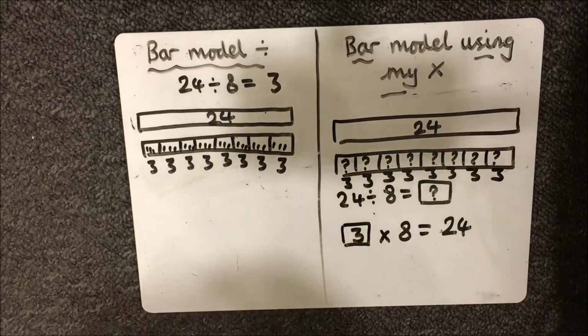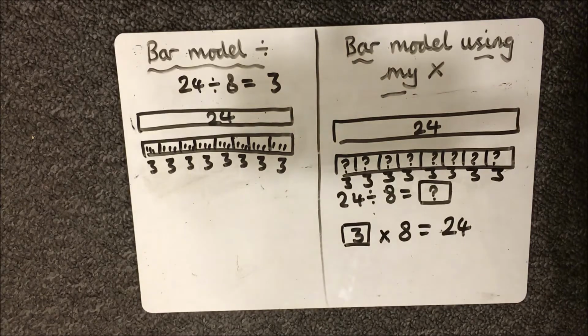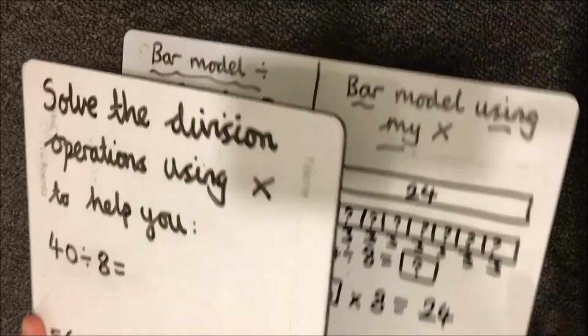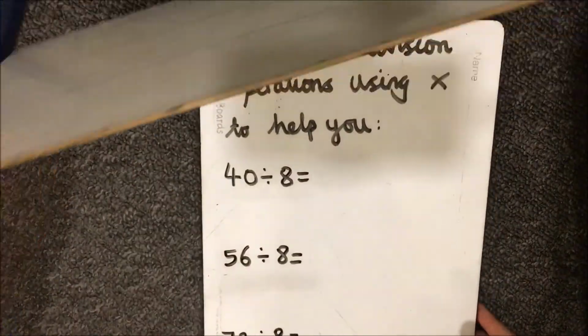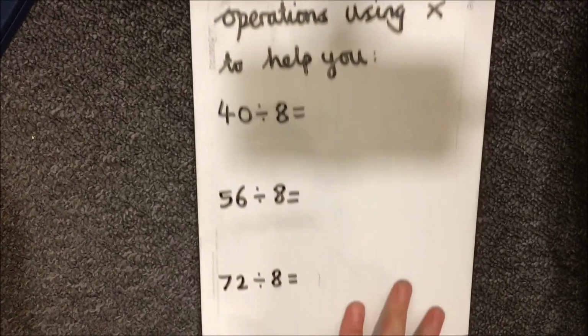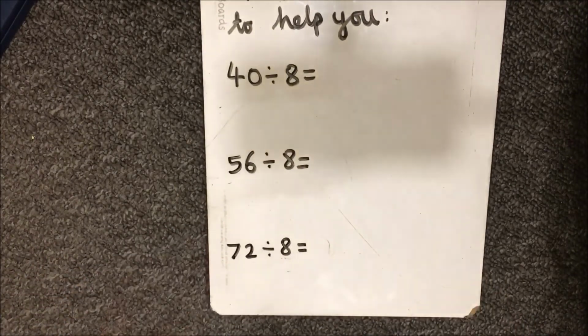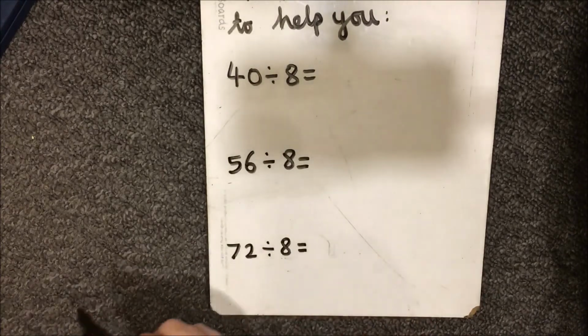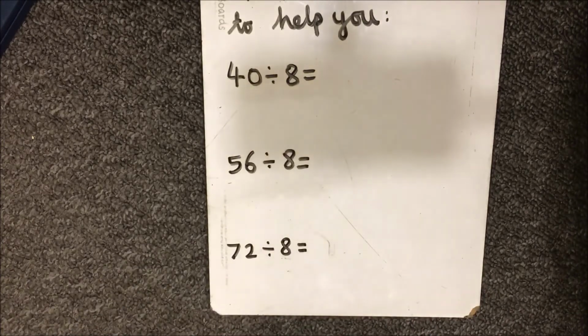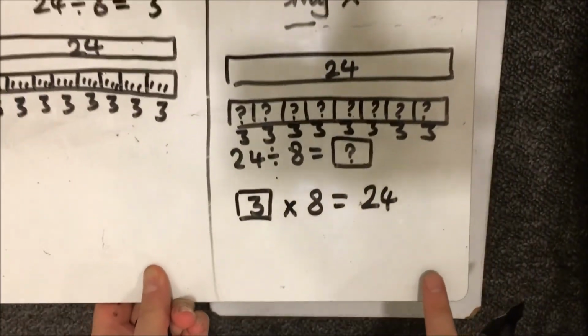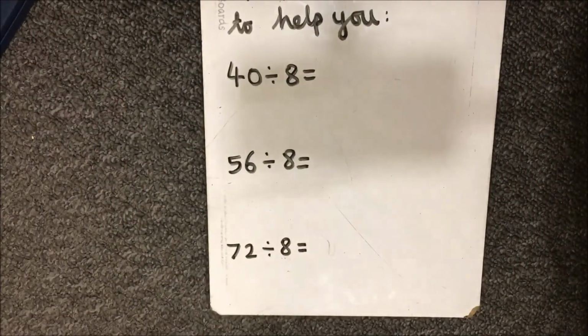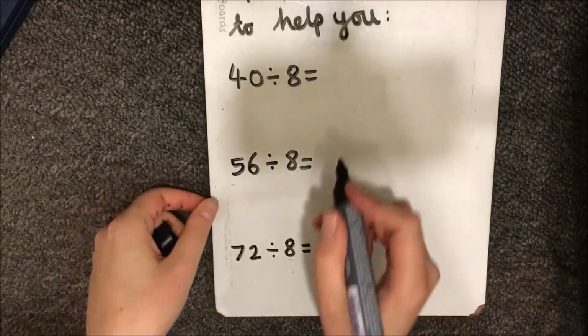Do you see how we can use our times tables to help with our division? We're going to focus on that as it's a much quicker method than the other ones. Let's see if we can solve the following division operations using times tables to help us. So the first one says 40 times 8. Sorry, not times 8, divided by 8. If you're confident with this method, have a go at doing it on a whiteboard or a piece of paper now. Otherwise, stay on the video with me.